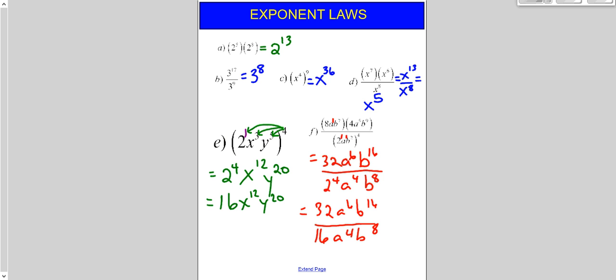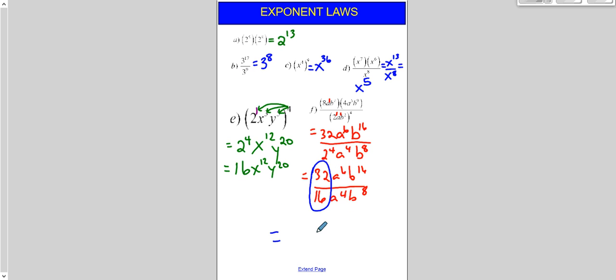Okay, now we can actually go ahead and divide these leading coefficients. So 32 divided by 16 is just going to be 2. And then a to the 6th divided by a to the 4th. So division, we know, is subtraction. So 6 minus 4, which is 2. And then b to the 16 divided by b to the 8 is going to be 16 minus 8, which is going to be 8. So that one works out to 2a squared b to the 8. All right, hopefully you did well with that.